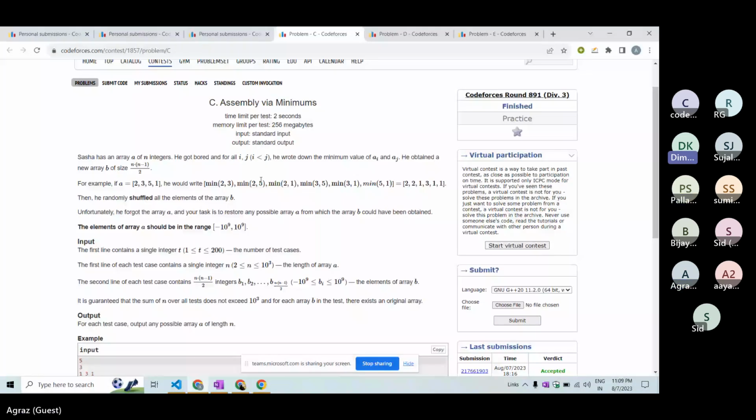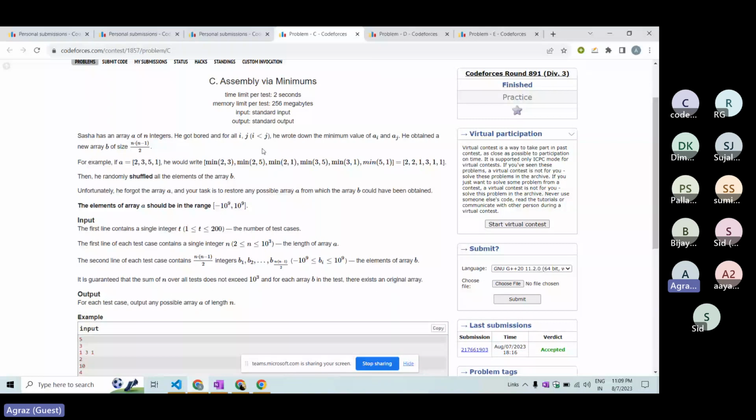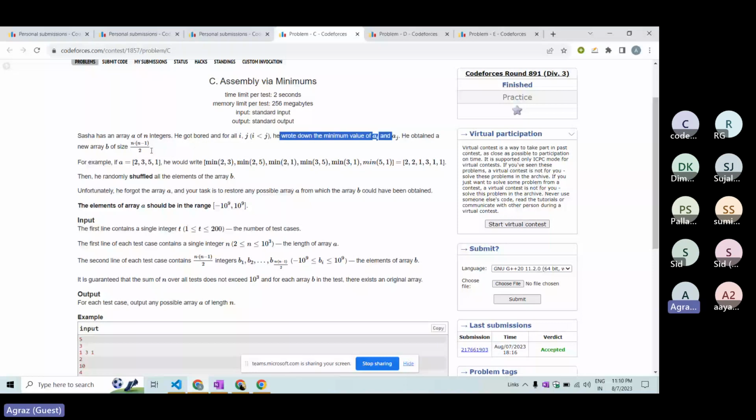Yes. Okay. So basically, it is given that Sasha has an array of n integers. He got pairs (i, j), where i is less than j. He wrote down the minimum value of a_i, a_j. Basically, he has made a new array out of the previous array, writing the minimum of all the pairs that he can have. Now, of course, if the previous array size is n, then he would get the number of elements as n times (n minus 1) divided by 2. The next array that he has made, he has given it the name b.